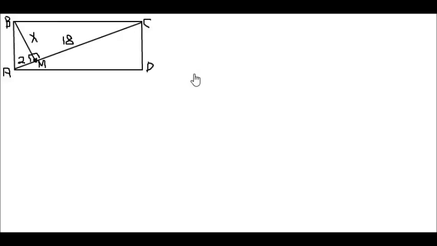Alright guys, so in this next problem we're going to have to use triangle similarities. In the figure right here, ABCD is a rectangle and BM is perpendicular to AC. If the length of AM is 2 and the length of CM is 18, what is the area of ABC, this triangle right here? So to find the area of this triangle, we have everything we need except for x, which is the height of the triangle. So we're going to need to find it.